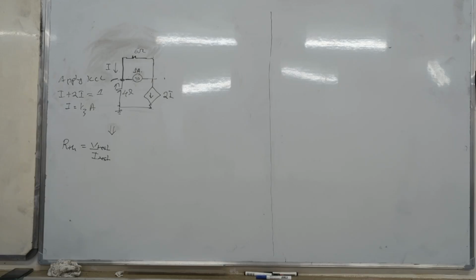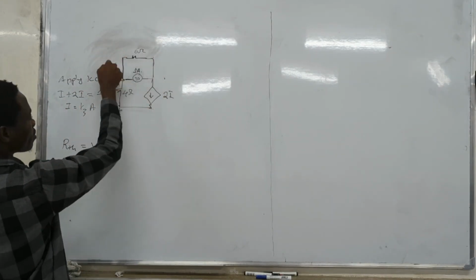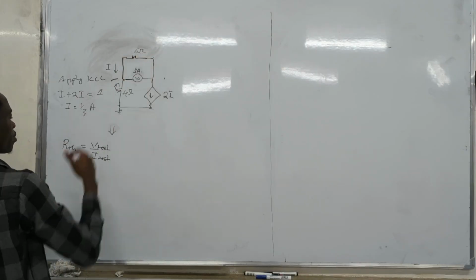How did you get 2? The voltage at 6 is 2 volts. Yes, it's 2 volts actually. So the voltage of these 2 points is the same. So you just find the voltage for that. That's the voltage across there.